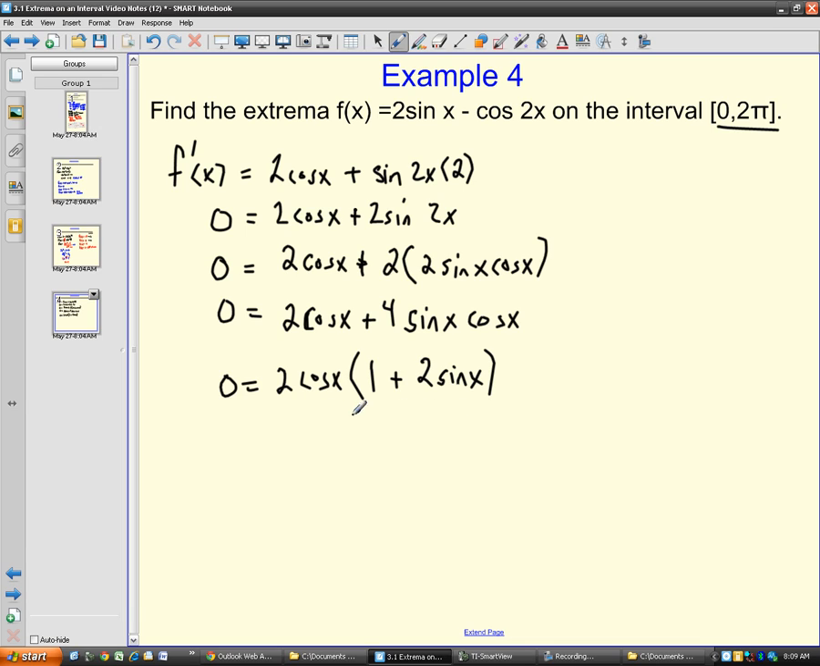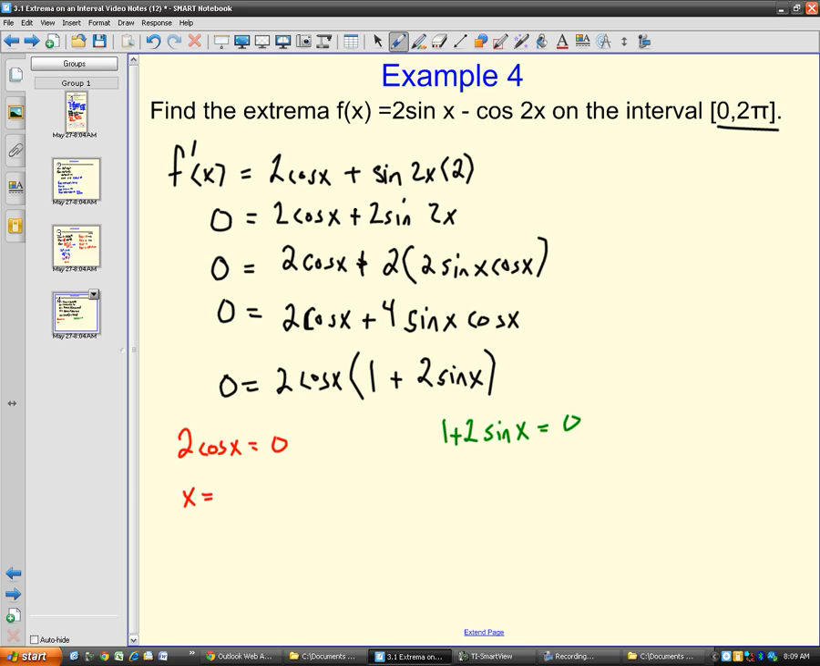So 2 cosine x equals 0, and 1 plus 2 sine of x equals 0. We just set them apart and solve. Dividing by 2 for cosine, it just means where is cosine equal to 0, and that means my x is at pi over 2 or 3 pi over 2 in this interval.